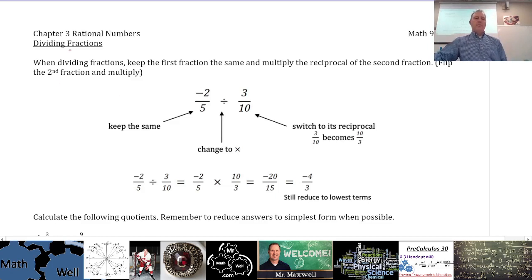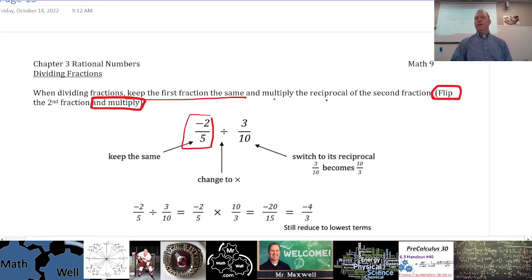So when dividing by fractions, what we do is we keep the first fraction the same, so we don't change this one. But if we're dividing by another fraction, we multiply by the reciprocal of the second fraction. So this is flip and multiply. That's what I always say, flip and multiply. I'm not being crass or mad. I'm saying you flip the second, you get it? You flip the second fraction and then you treat it as multiplication. Okay? Now, that's straight to the shortcut.